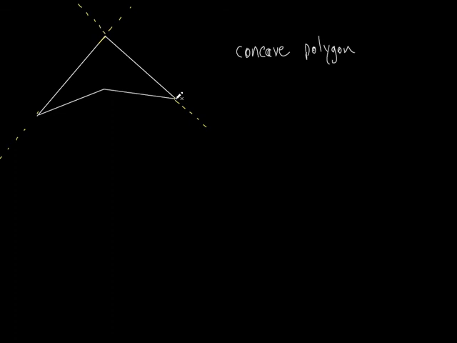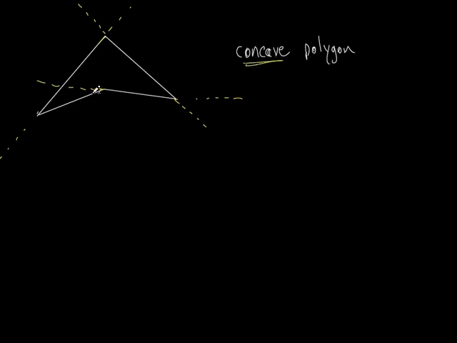Take this side right here and extend it. That goes outside, but watch what happens here. I take this side and extend it this way. Oops. Look what it does. It goes inside it, doesn't it? Alright, so if it goes inside the polygon when I extend those sides, guess what kind of polygon we have?